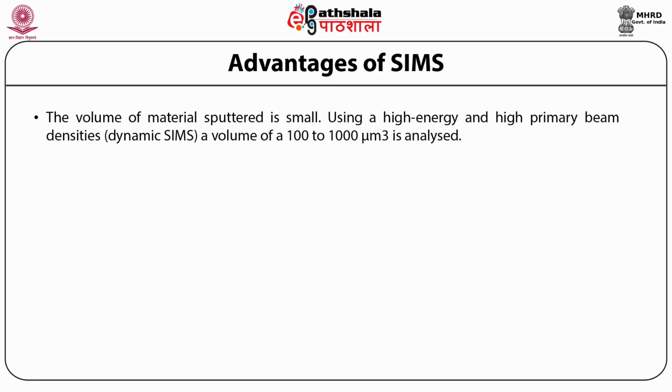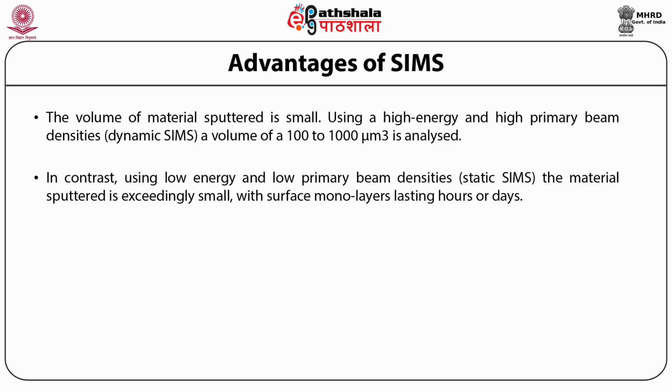The volume of material sputtered is small. Using high energy and high primary beam densities, that is dynamic SIMS, a volume of 100 to 1000 cubic micrometers is analyzed. In contrast, using low energy and low primary beam densities in static SIMS, the material sputtered is exceedingly small, with surface monolayers lasting hours or days.